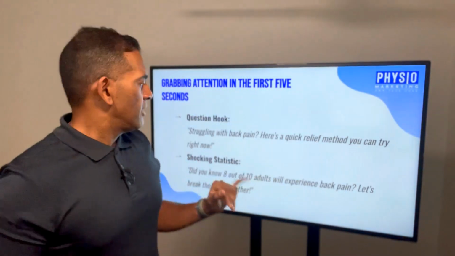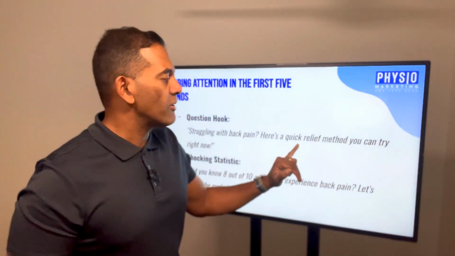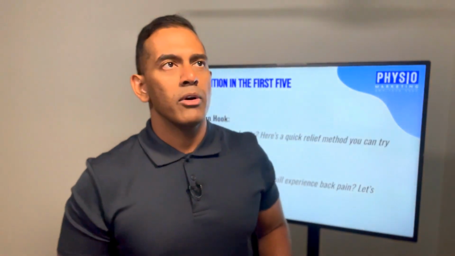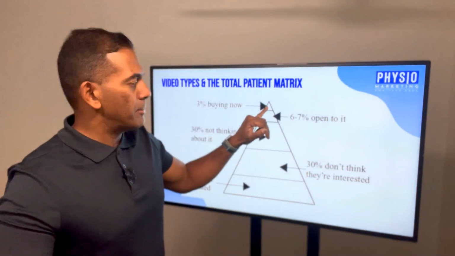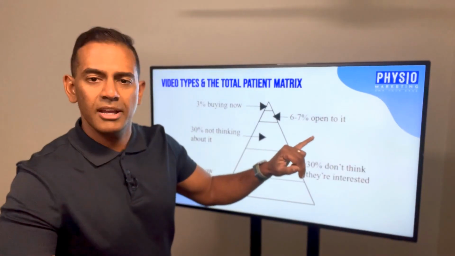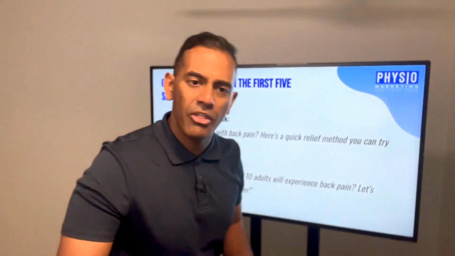For example, I'll read it out. Struggling with back pain? Here's a quick relief method you can try right now. Okay. If you're having back pain, let's just say they're either in that top matrix, right? Top buying now, 3%, or the one underneath, 6 to 7% open to. You show an ad like that, they're going to be very curious. They're going to click through to the right page, hopefully. So that's a question hook.